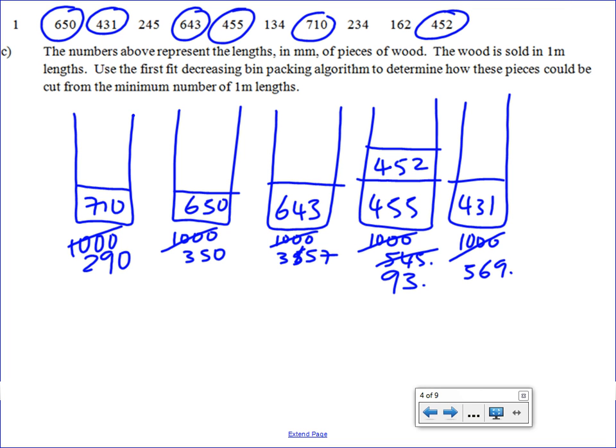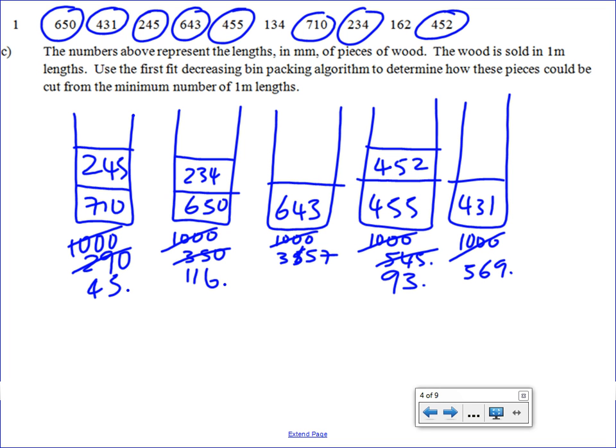Okay, next smallest is 245, which can fit in this first one, leaving us with 45 there. Next smallest, 234, can fit in here, leaving us with 116 there. Next smallest is 162. 162 can fit in this one, leaving us with 195, I think. And then the last one, 134, can fit in here, leaving that one with 61.